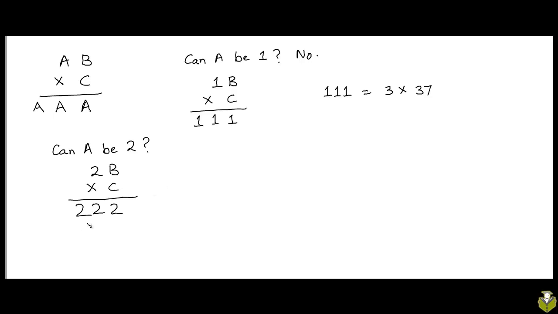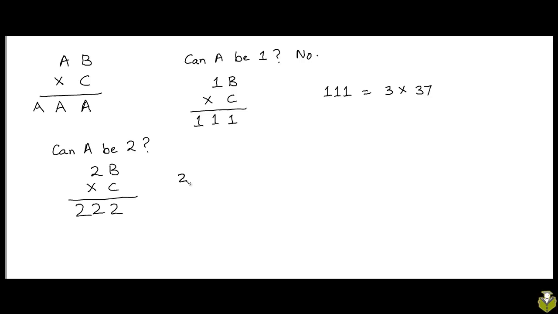Now let's see if 222 can be written as the product of two numbers, where one of the numbers is a single digit number and the other number is a two-digit number with 2 appearing in the tens place.